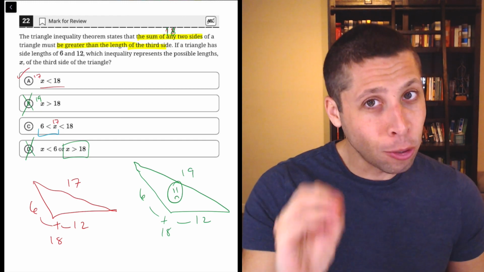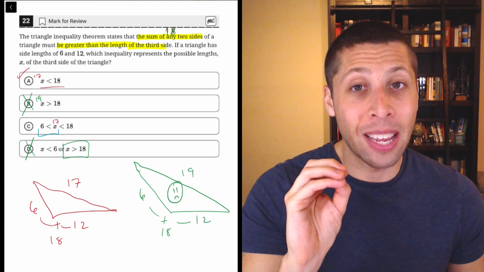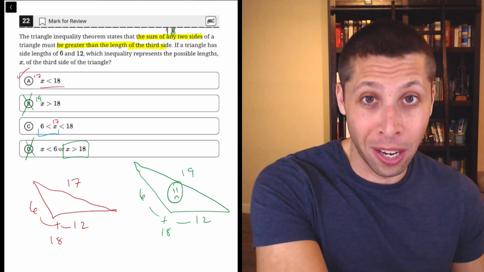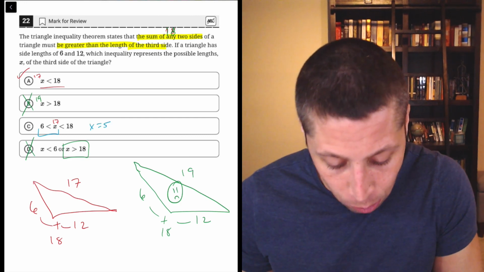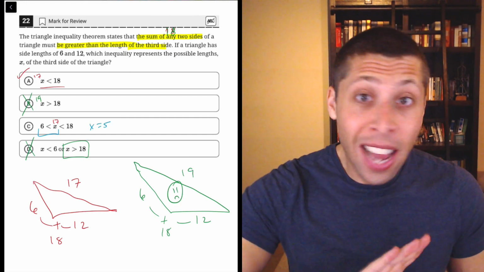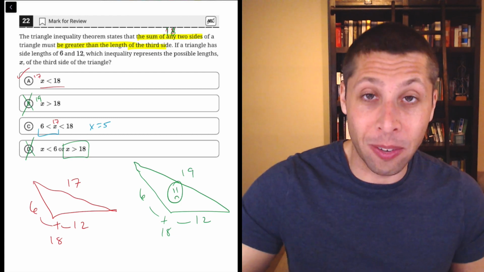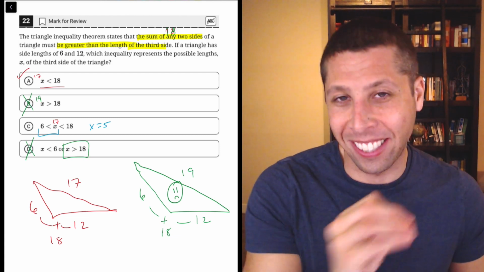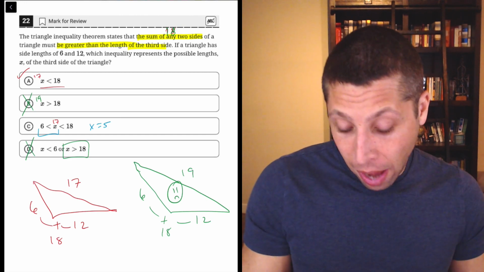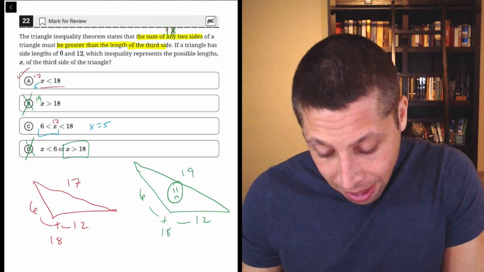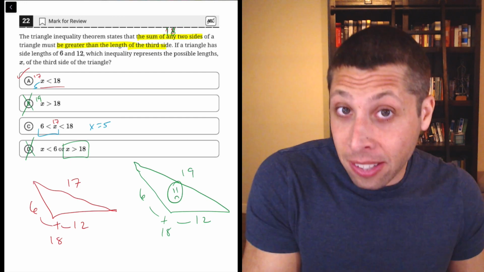But in order to test out choice C, what I want to do here is pick a number that doesn't work, okay? This would be a number like 5, right? So let's pretend x is equal to 5. That does not make sense in choice C, right? Because x has to be between 6 and 18. 5 is not between 6 and 18. But x equals 5 would work in choice A, right? So 5 is still less than 18.